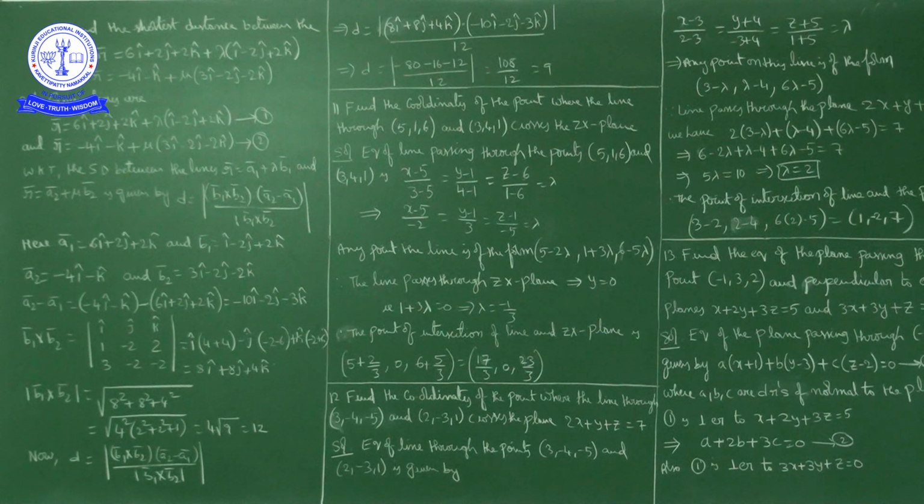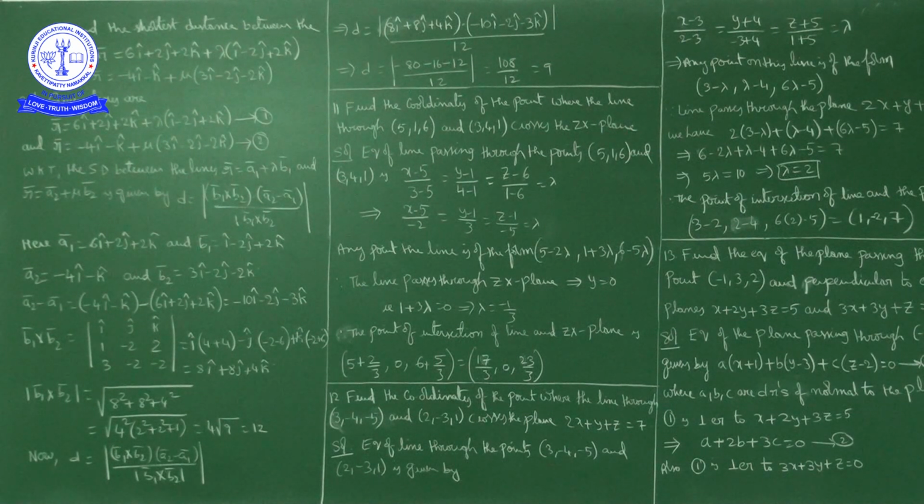Find the coordinates of the point where the line passing through the points 5, 1, 6 and 3, 4, 1 crosses ZX plane. Question number 11. Find the coordinates of the point where line passing through two given points crosses ZX plane.